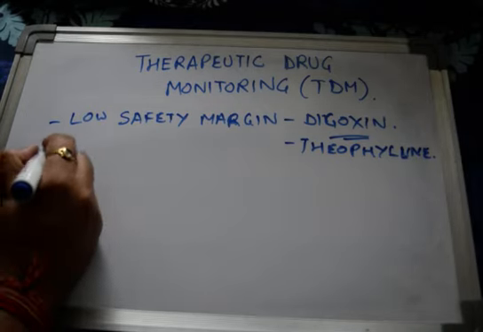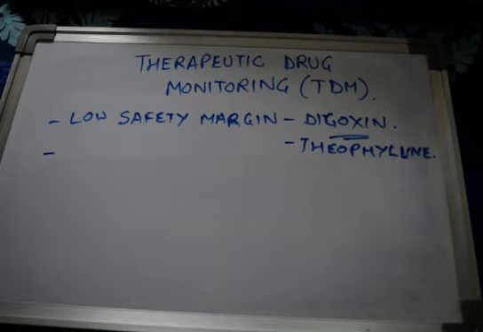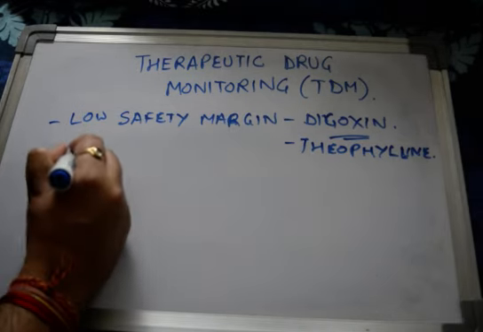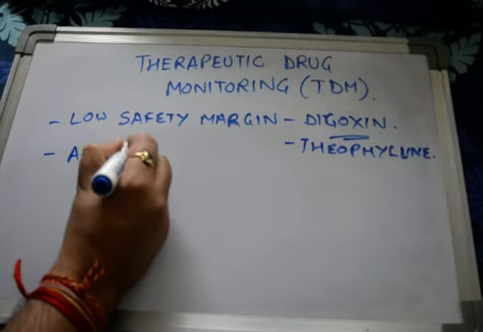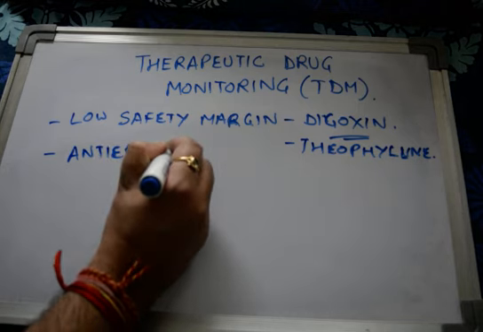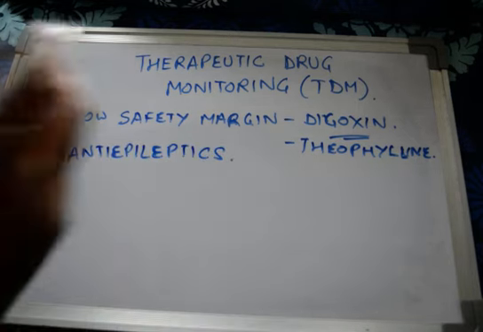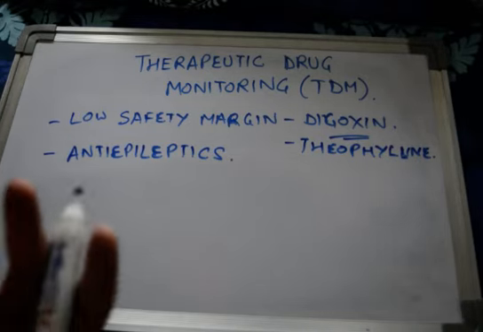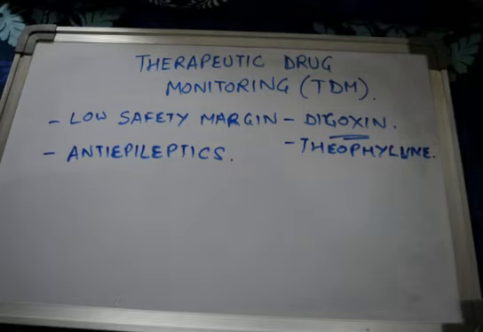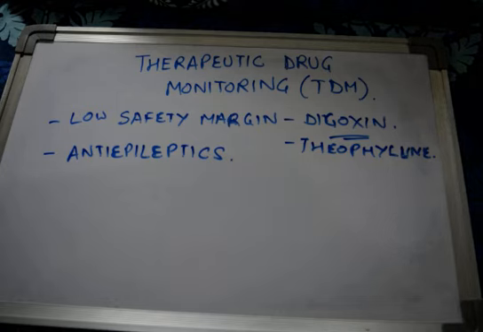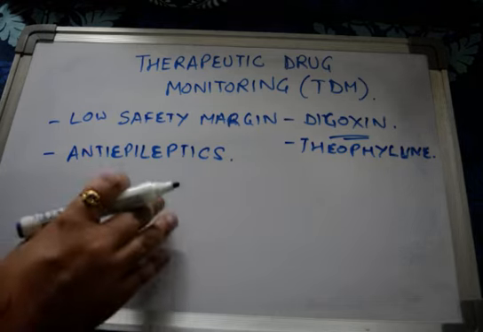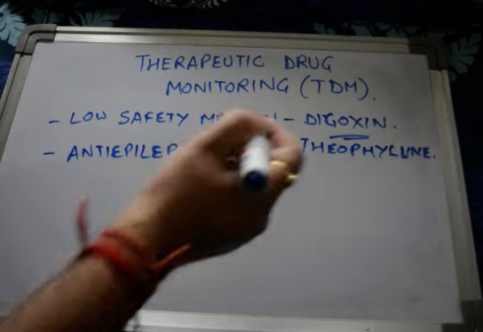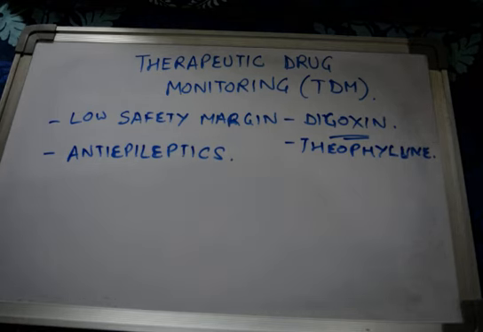Then, if you are using a drug for a prophylactic purpose, for example anti-epileptics. You do not know, because they are preventing epilepsy. So how can you come to a conclusion that they are effective? We cannot calculate that. So in that case, we again have to go for therapeutic drug monitoring.